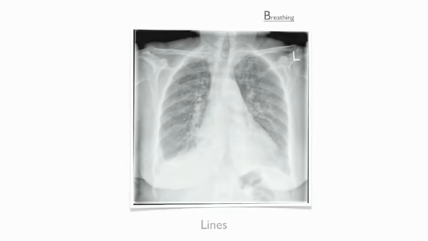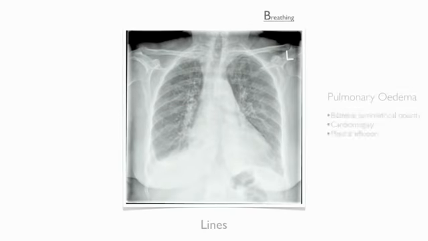The second presentation is pulmonary edema. Pulmonary edema presents as bilateral symmetrical opacity. There may also be cardiomegaly and pleural effusion present.